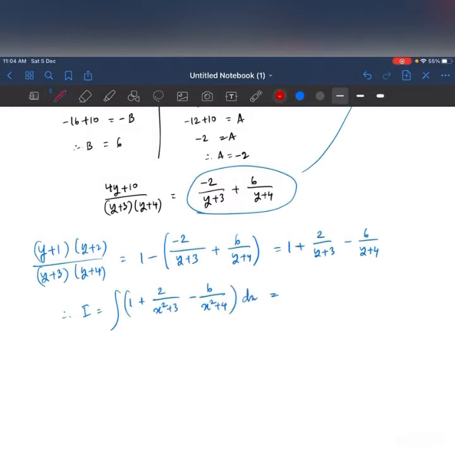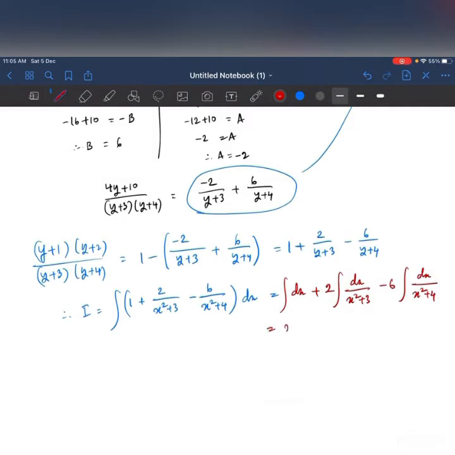Now let's separate. So we have dx plus, now 2 comes out, integration of dx divided by (x square plus 3), then minus 6 comes out, integration of dx divided by (x square plus 4). Now in place of y you just write x square. So all we have converted x square into y to simplify the problem. Now you see the problem is totally simplified. Why? Because now you see the integration will be easy.